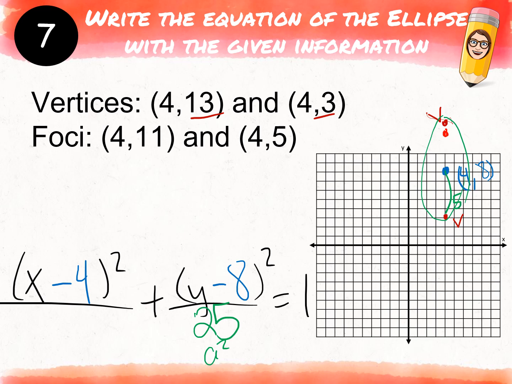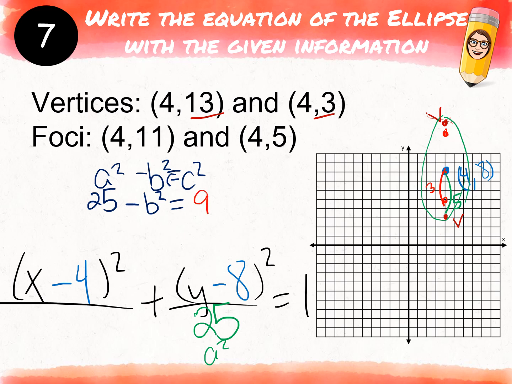We need our formula. Our formula is a squared minus b squared equals c squared. a squared is 25. We just filled that in. We don't know b squared. c is the distance from the center to the focus. If my focus is at 4, 5, I can physically count since I drew a picture. That's a distance of 3. Okay? Therefore, c squared is 9.